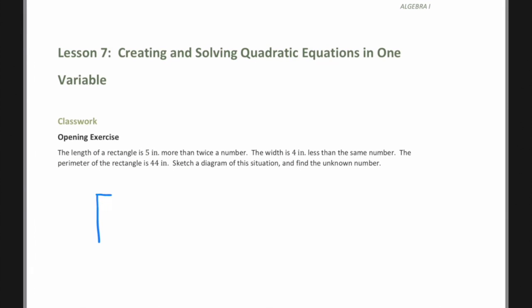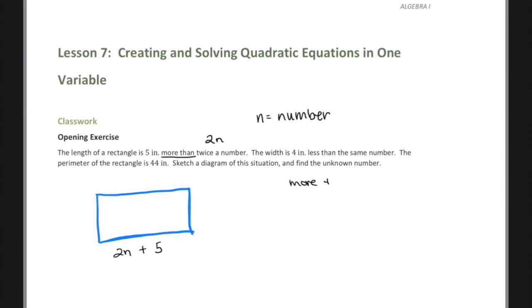The last type of equation that you have learned in algebra is going to be the quadratic equation. And so it's only fair for us to be modeling them in lesson 7. We have an opening exercise here, a problem where the length of a rectangle is 5 inches more than twice a number. In this case, n, my variable, is going to stand for a number, whatever that is. And the length is twice more than a number. So my length is 2n plus 5.